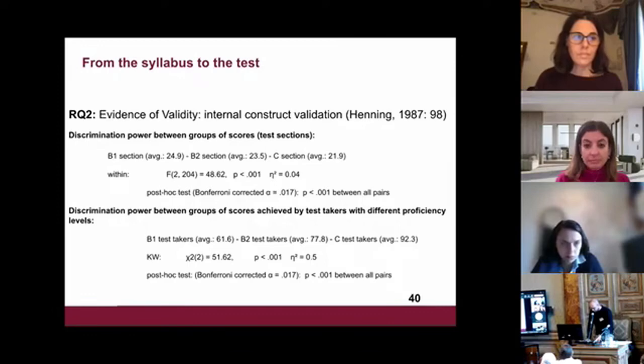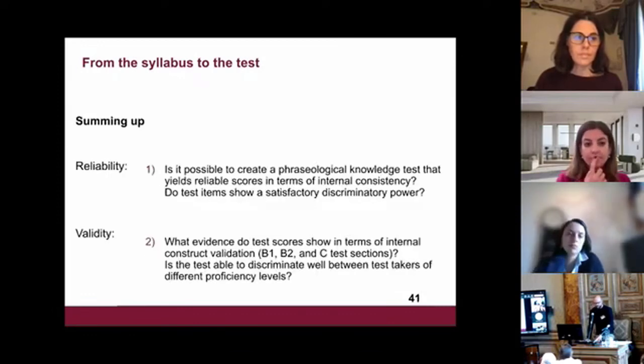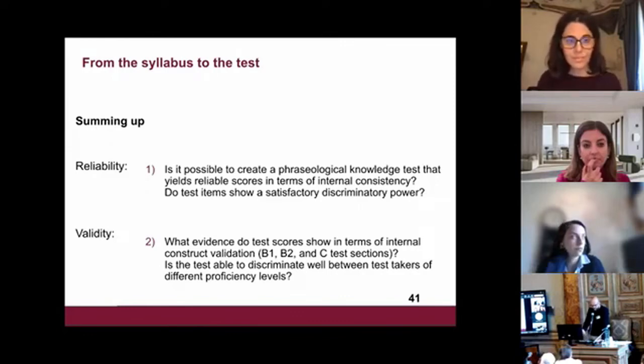So moving on to the last slide, summing up, getting back to the research questions, is it possible to create a phraseological knowledge test that gives reliable scores in terms of internal consistency? Yes, we saw Cronbach's alpha of 0.95. And do test items show a satisfactory discriminatory power? Yes, they do, with 0.40 as an average.